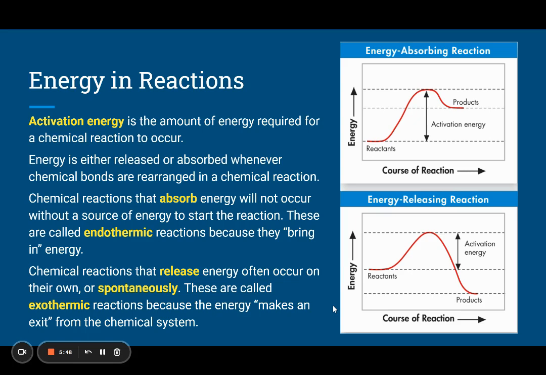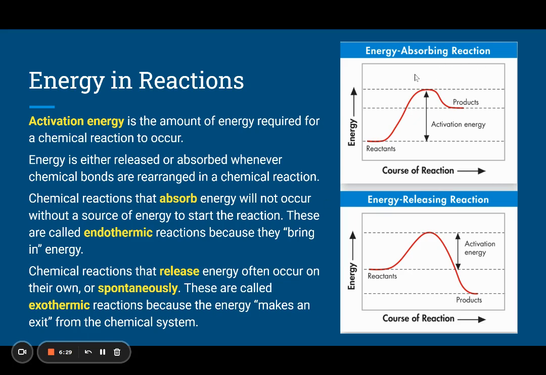So a chemical reaction that absorbs energy is called an endothermic reaction. And the way that I can remember that is endo brings in energy. On the other side of things, chemical reactions that release energy do not require an energy input. They happen completely by themselves. These are called exothermic reactions because in this case, the energy is making its exit out of the chemical system.